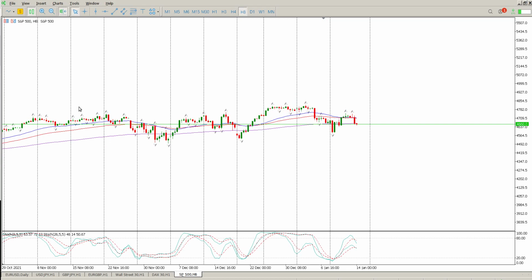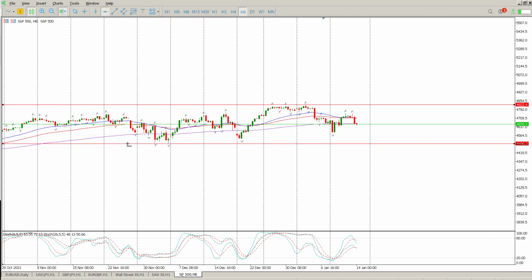If I just minimize that, you'll see we are very clearly in a range here. Let's get to the bottom of this. That's kind of our structure at the moment. That's what we are working with. I could also add another level just in there, and you see the price action. There's quite a bit of action at that level, and we'll get to that in the hour.